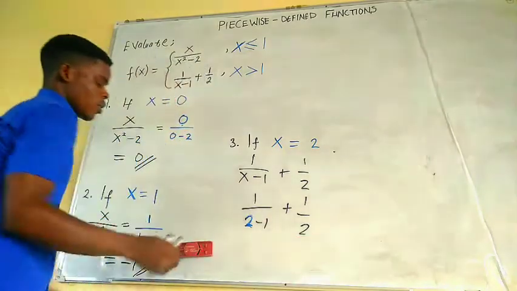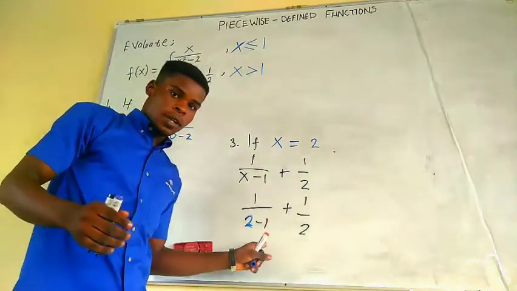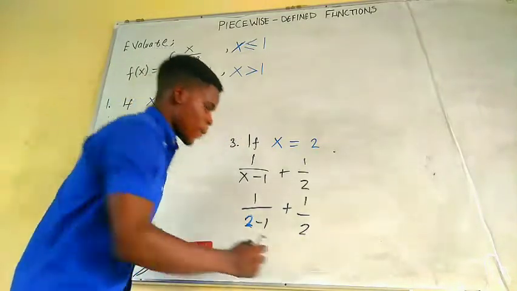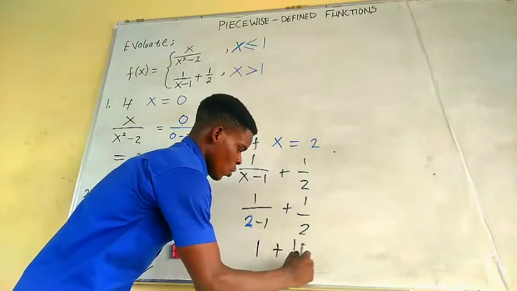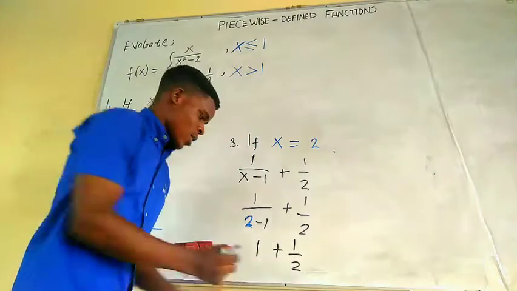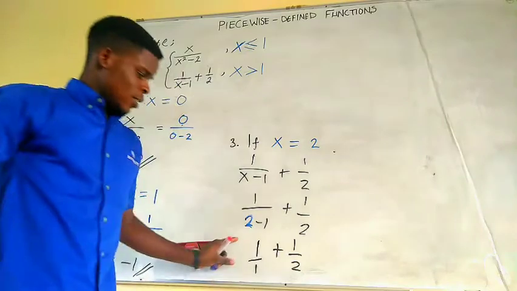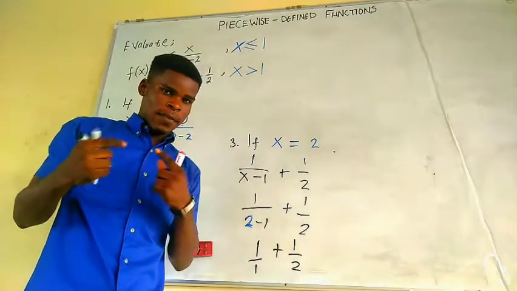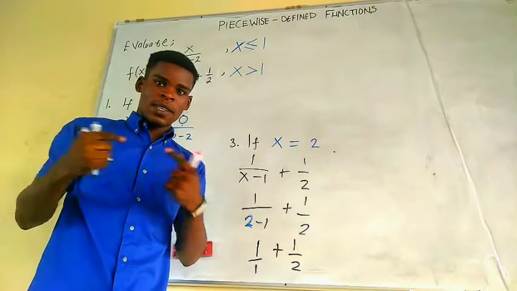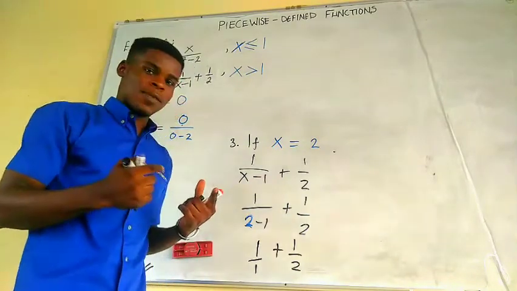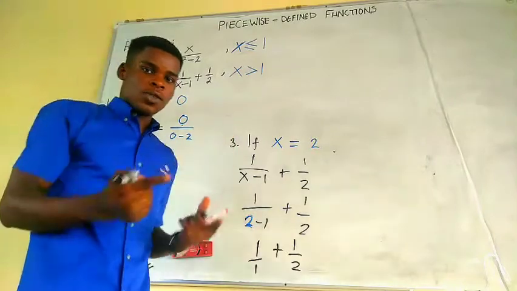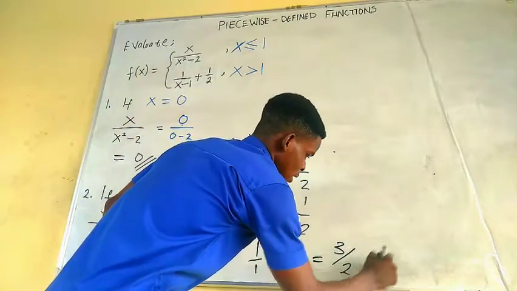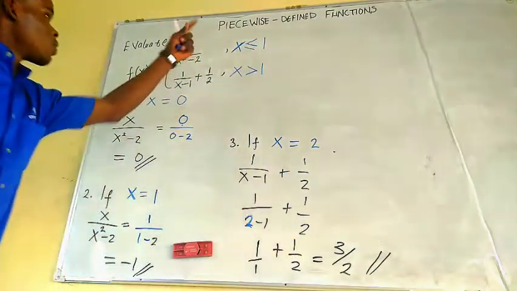From here, the denominator is just going to be 1. So we have 1 over 1, that is 1, plus 1 over 2. We can just do a simple simplification right here. We just have 1 plus a half, that is 1 plus 0.5, which is going to be 1.5. And 1.5 is the same as saying divide 3 things into 2 equal places, that is equal to 3 over 2. And this is it. This was a pretty simple function.